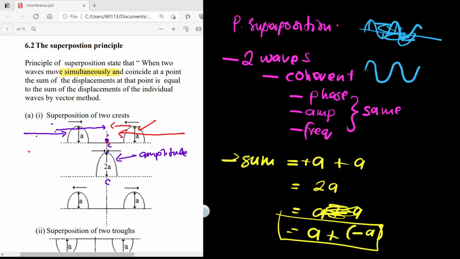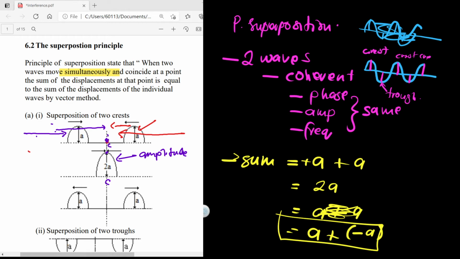Let's draw another one. Where are the maximum displacements? Here we have maximum, maximum, maximum, maximum, and maximum. So we have five maxima, but crests are only the upper part. So here we have a crest, and then a crest, and then a crest. The lower part we call a trough. Just a quick revision from what you learned in Form 1.